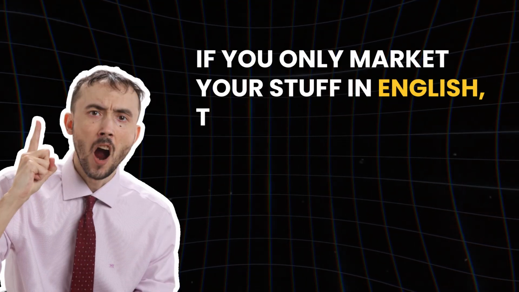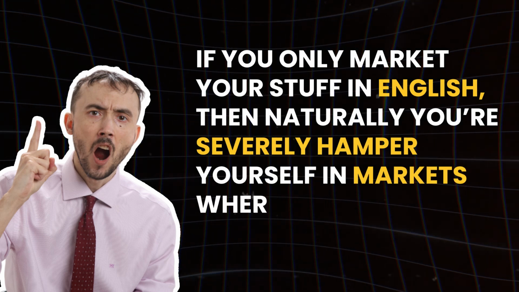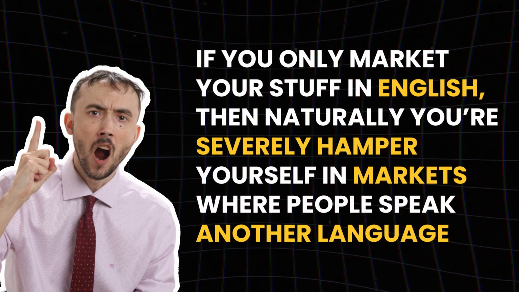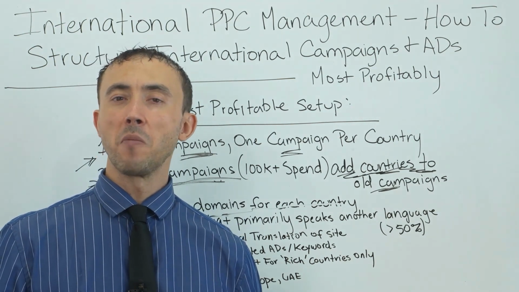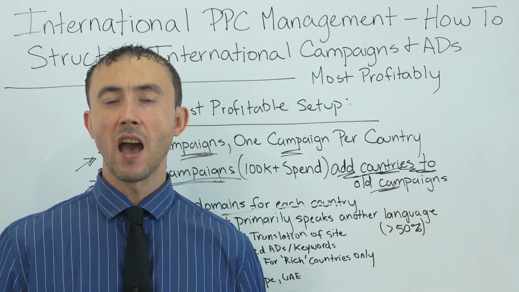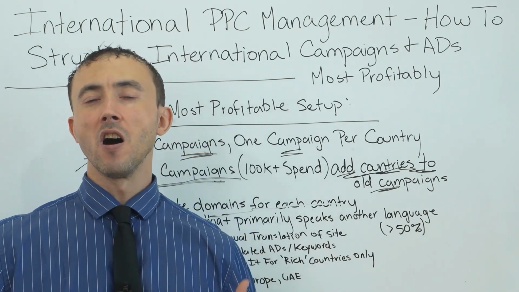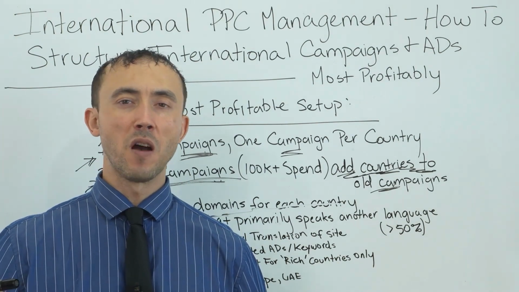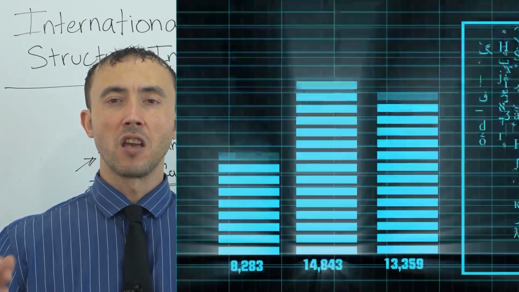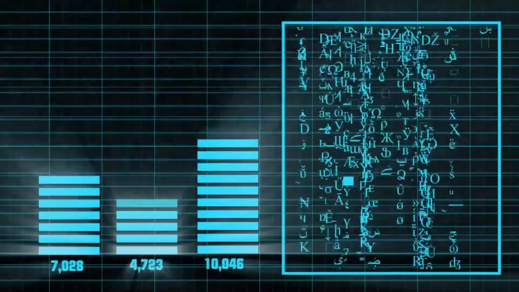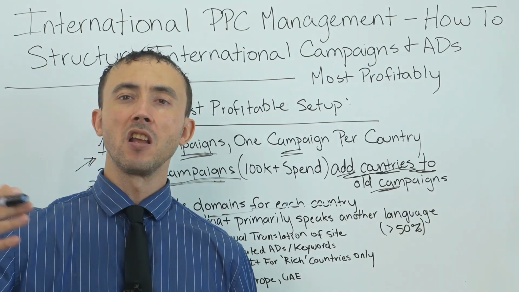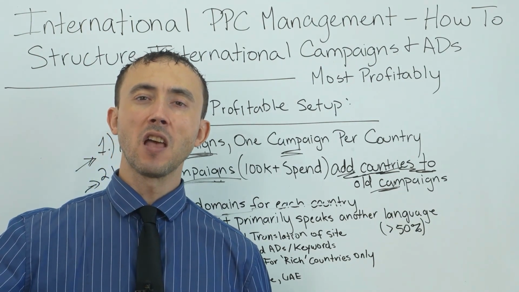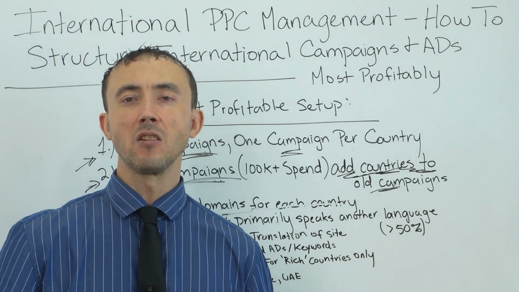That said, if you only market your stuff in English, then naturally you're severely hampering yourself in markets where people speak another language. Not everybody speaks English. You're only going to get so much percentage of the market. If your campaigns are already working in English, then scale past that point. Once you've pulled all the other low-hanging fruit in your market, that is, you found most of the keywords that work, and your campaign results in terms of growth in your sales are starting to plateau, adding another site in another language and then targeting them in that country where they speak that language is the next best thing to ultimately do.